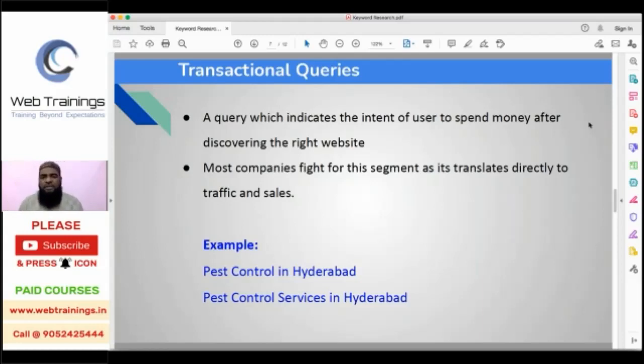So the idea of transactional queries is when a customer is looking to buy a product, looking to buy a service, or ordering a service online, all those queries come under the concept of transactional queries. For example, for our pest control business, one of the transactional queries is "pest control in Hyderabad." So think about it. If I type this query, am I really looking for pest control services? Absolutely, yes, sir. Am I really ready to invest money also? Absolutely, because I'm worried with pests and all this headache. So I want to spend some money and generate value from this particular transactional query.